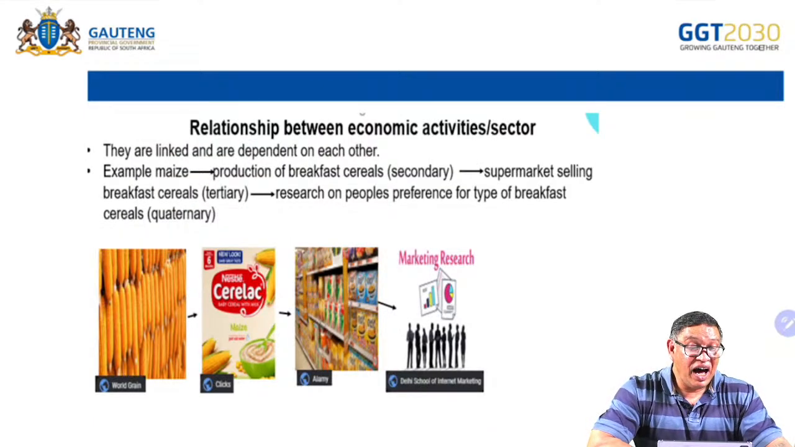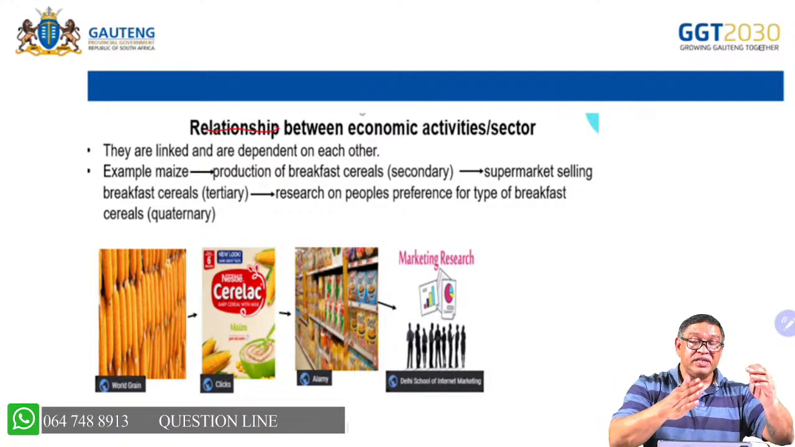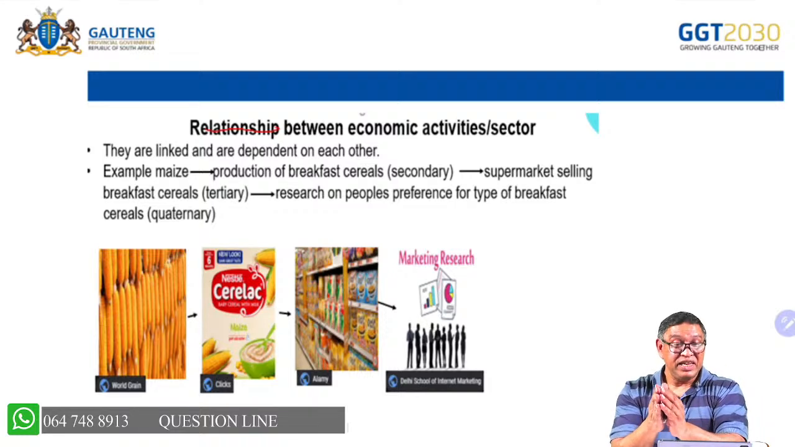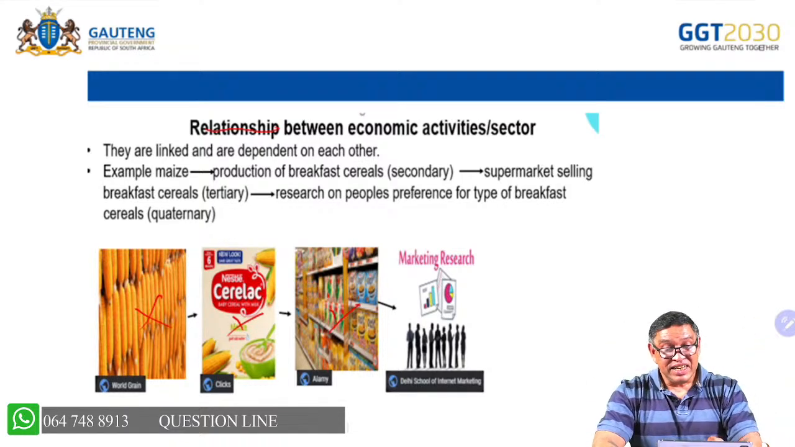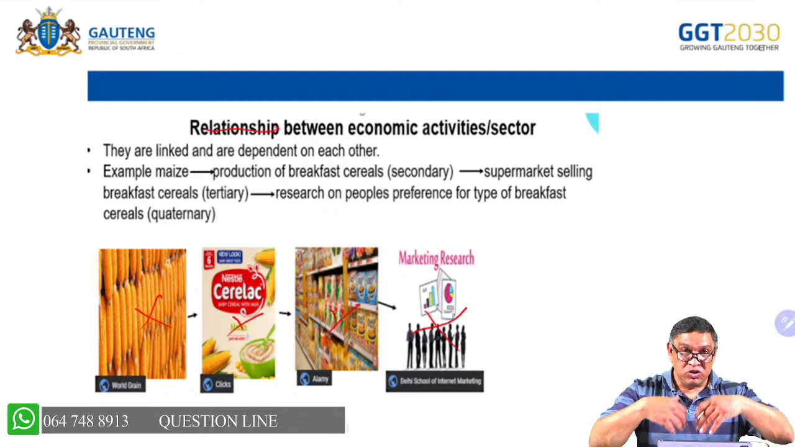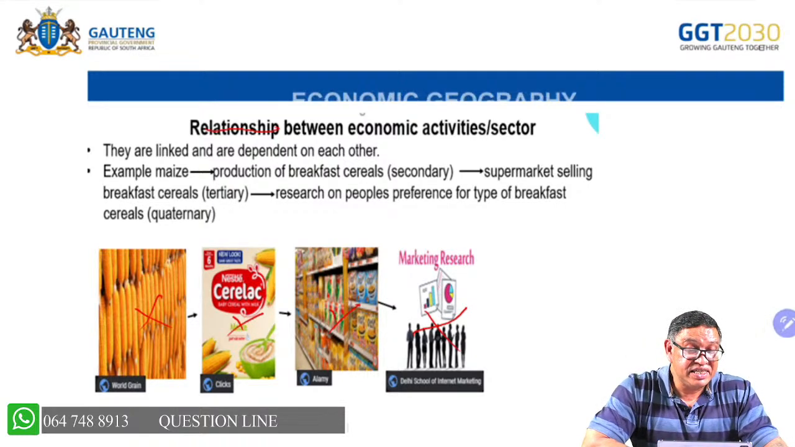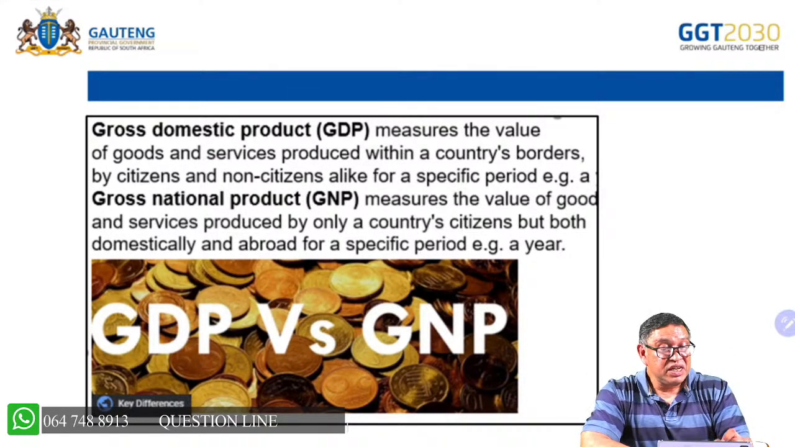Then, of course, they are related, as you see here. I'm not going to spend a lot of time on this. You get maize, which assists in terms of the secondary, where you make cereals. Then the tertiary, where you put it into a supermarket and sell it. And then the quaternary, where you do research to get better products. So all are related. And of course, you must know your concepts.